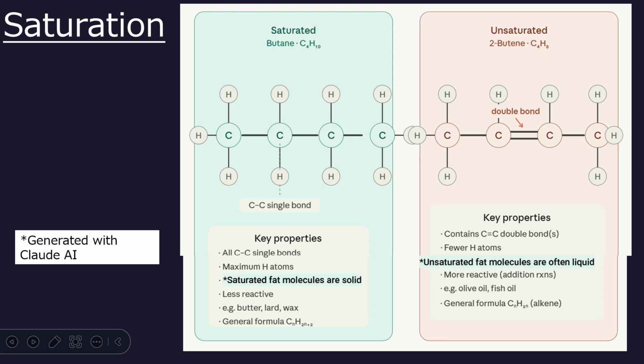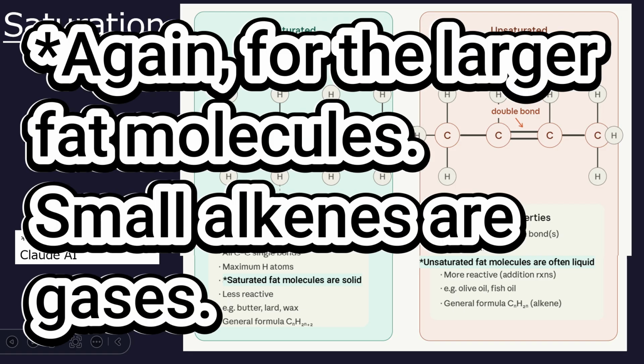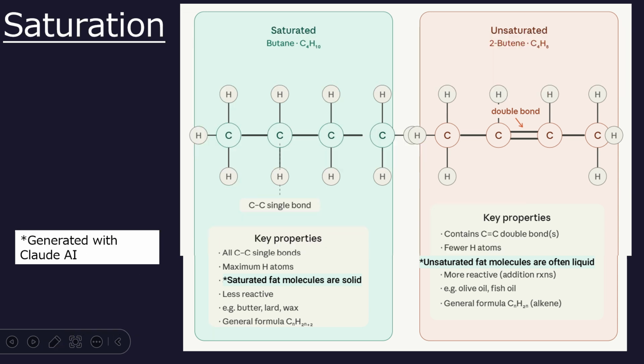On the other hand, then, unsaturated, an example is 2-butene, C4H8. That's the CnH2n. It has exactly double the hydrogens. But you can see this double bond now, C=C double bond in the middle of this molecule. Key properties: contains some C=C double bonds, or possibly triple. It has fewer H atoms than the saturated version, generally liquid at room temperature, oily oil type things, for example, olive oil, fish oil, many vegetable oils as well.